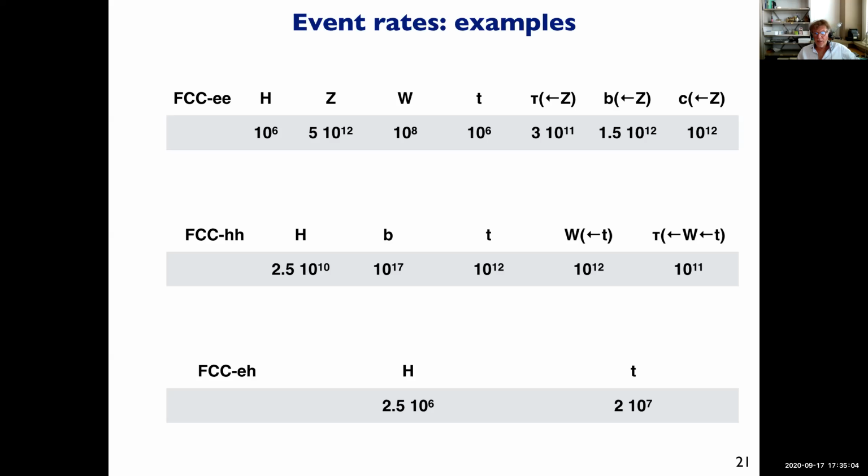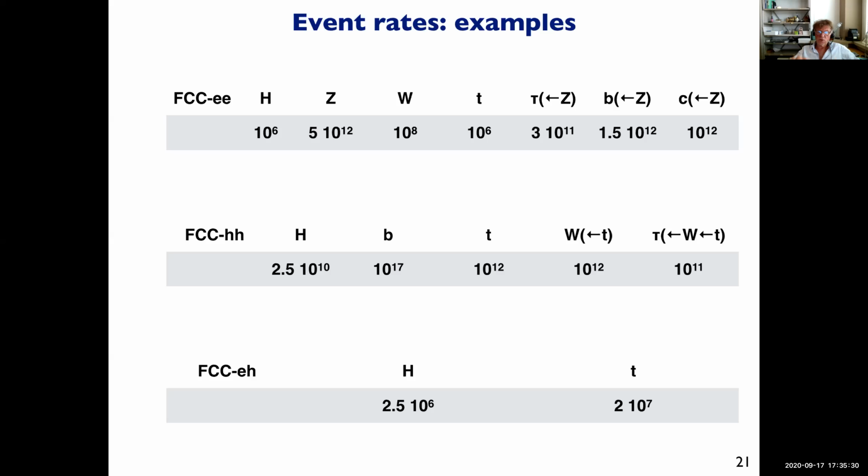The hadron collider has statistics which are much, much bigger: 25 billion Higgses, so a factor of over 10,000 more than the e+e-, but of course the experimental conditions are not as good as they are in the e+e-. And 10 to the 12 top quarks, which provides immense opportunities.